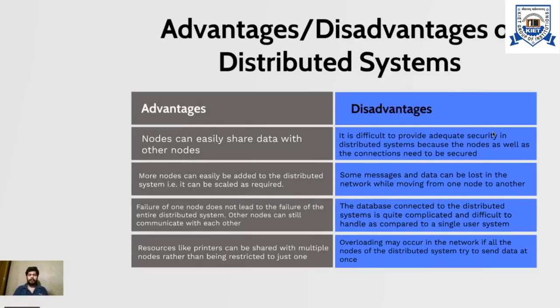Okay, now these are the generalized advantages and disadvantages of distributed systems. When we talk about them, they consider a distributed system as a group of autonomous computers which are combined to solve a problem, and they can share data with each other. So the first advantage is nodes can easily share data with other nodes. Yes, we can easily share the data. More nodes can easily be added to the distributed system, that is, it can be scaled as required.